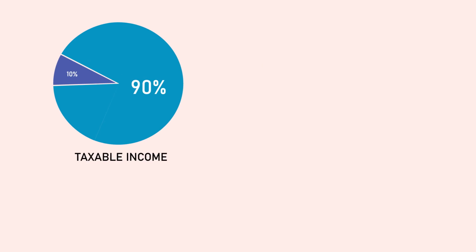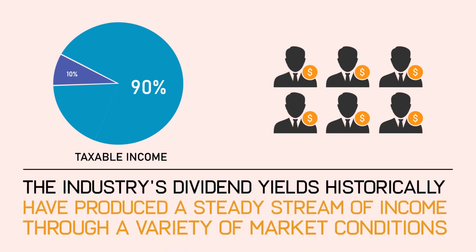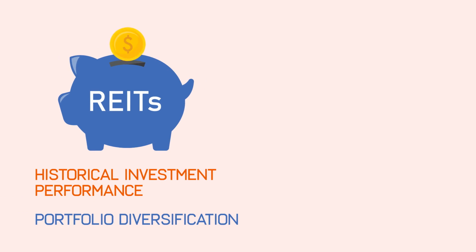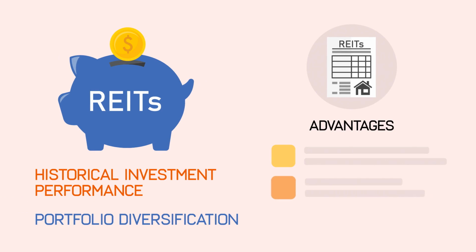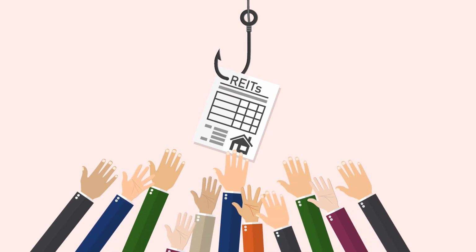REITs are required to distribute at least 90% of their taxable income to shareholders annually in the form of dividends. Significantly higher on average than other equities, the industry's dividend yields historically have produced a steady stream of income through a variety of market conditions. In addition to the historical investment performance and portfolio diversification benefits available from investing in REITs, REITs offer several advantages typically not found in companies across other industries. These benefits are part of the reason that REITs have become increasingly popular with investors over the past several decades.